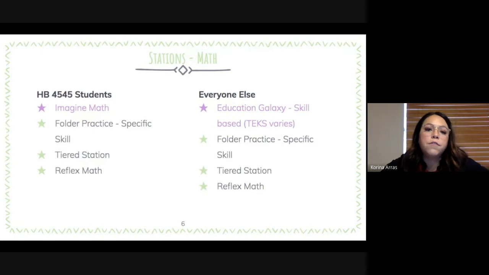So for our stations for math, we have 2 different types of menus, or I do, and so does Miss Eno's for her monolingual students. Our House Bill 4545 students, they have Imagine Math, and the reason that they have Imagine Math is because during our intervention, when I'm working with my House Bill 4545 students, those students don't have the opportunity to be on Imagine Math.